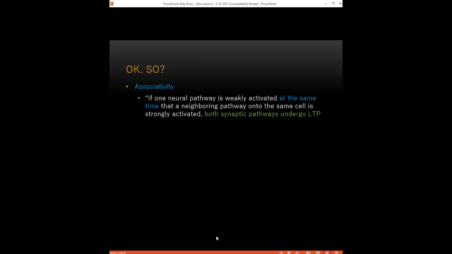And that's associativity. Here's how associativity is defined as it relates to long-term potentiation. If one neural pathway, so the pathway between one neuron and the next one, is weakly activated at the same time that a neighboring pathway under the same cell is strongly activated, then both synaptic pathways will undergo long-term potentiation. All right, there's a lot there. Let's break this apart. I want to give an example right away.